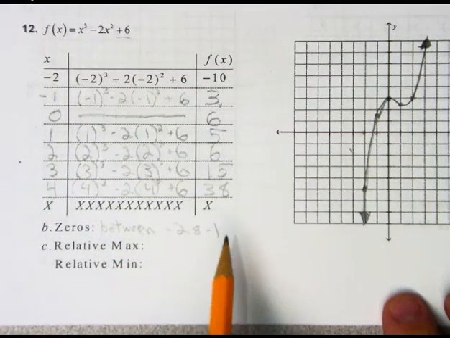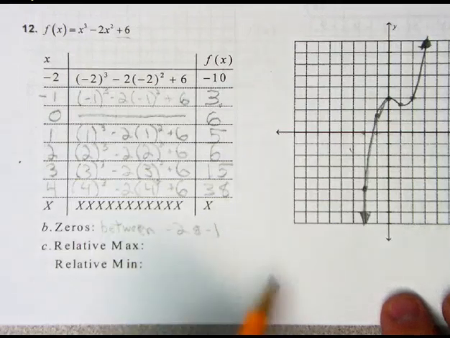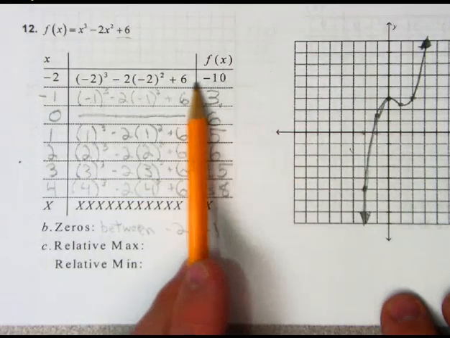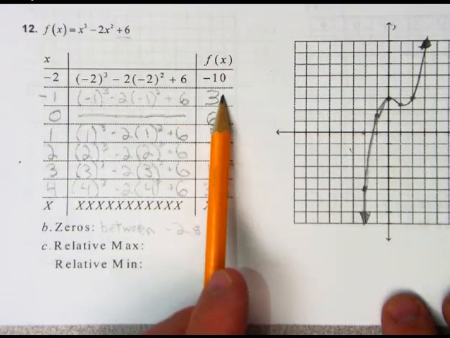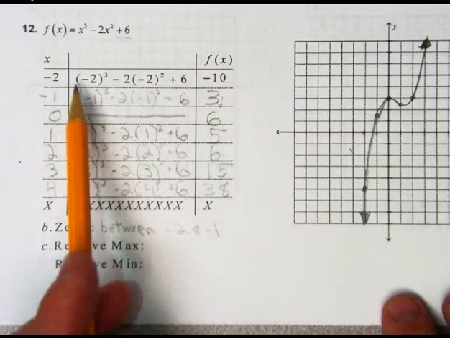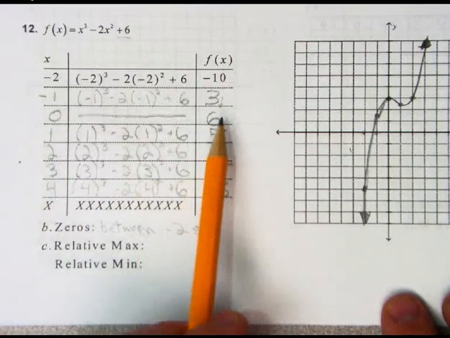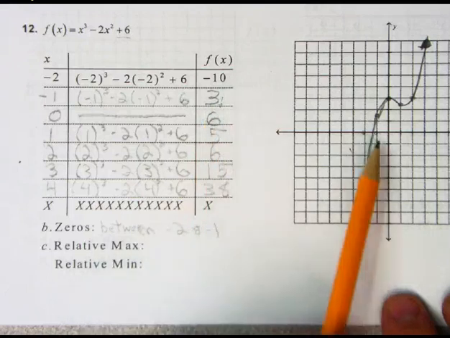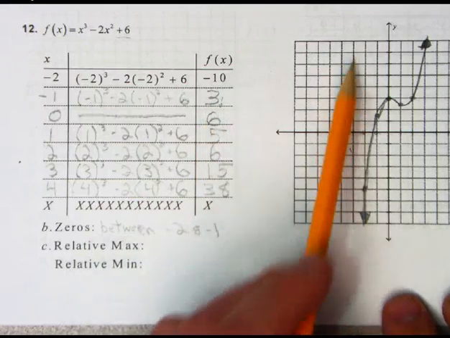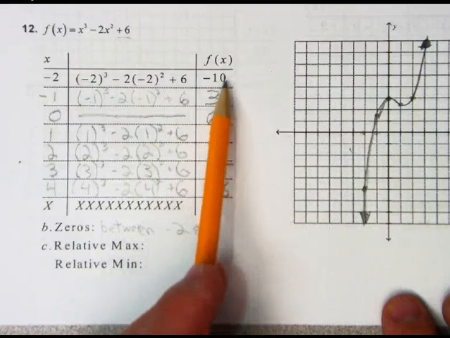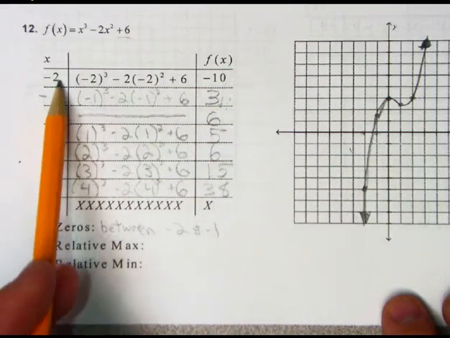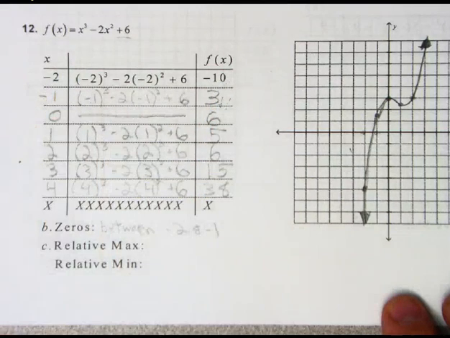Now, how can you tell this without the graph, though? By looking at the chart. Yeah. So if the y values ever go from a negative to a positive, you know it had to cross 0 at some point in between those two numbers. Or if it went from a positive to negative. Because remember, all the positives are above, all the negatives are below. So anytime this switches signs from one number to another, you know that it crossed somewhere between those two x values.